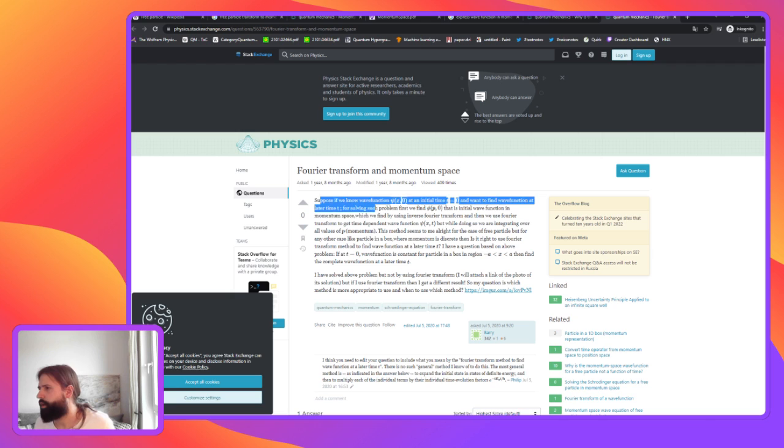Suppose we know the wave function at initial time t. For solving such a problem, first find the initial wave function in momentum space, which we find by using the inverse Fourier transform. But why? That's an interesting question. Why is it the inverse Fourier transform?